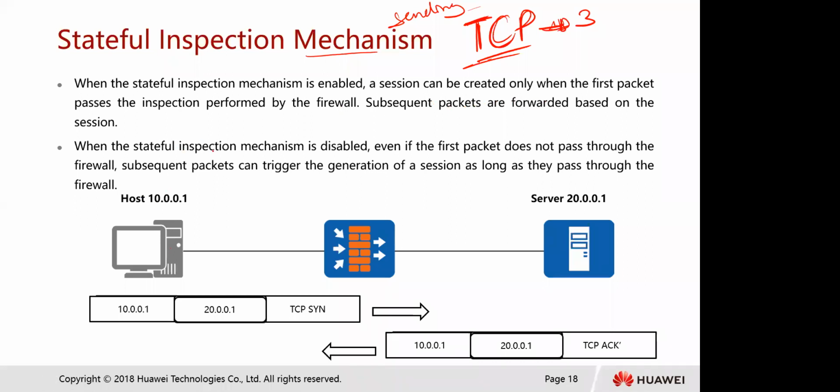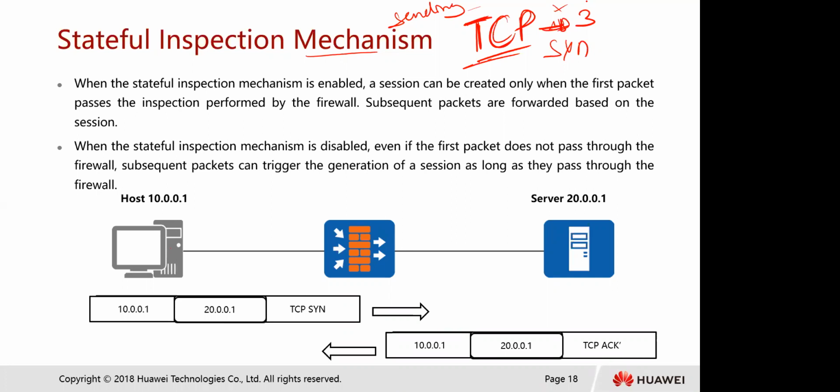So when it comes to TCP, we are saying that if stateful inspection is enabled and the first packet we have sent, because remember we have our 3-way handshake, we start with a SYN, which is the first packet, a session is created. And if the packet is not a SYN packet and does not match any session, the packet will be discarded and no session is created. And if stateful inspection is disabled on our firewall, a session is created as long as a packet that does not match any session passes the inspection.